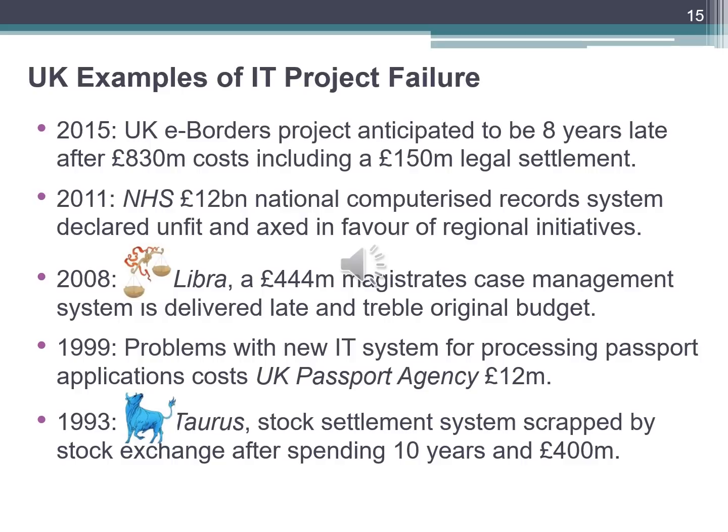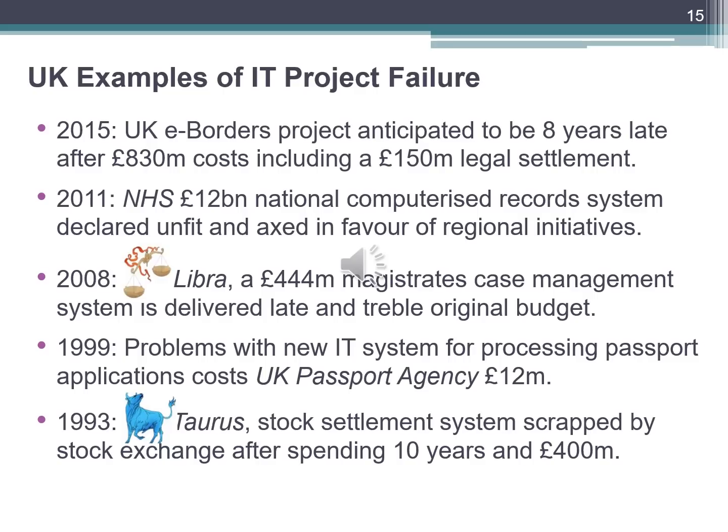After describing the failure reasons in IT projects, we can give a few examples from the UK. The first one is from 2015. It is a UK e-borders project anticipated to be 8 years late after £830 million costs, including a £150 million legal settlement. The second one is a huge failure. It is from the year 2011, an NHS £12 billion national computerized record system declared unfit and axed in favor of regional initiatives.